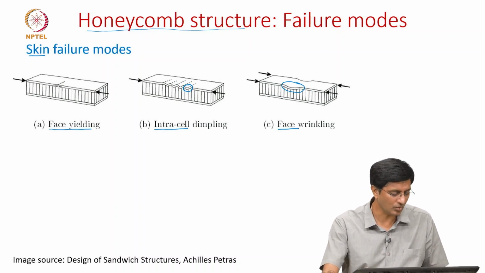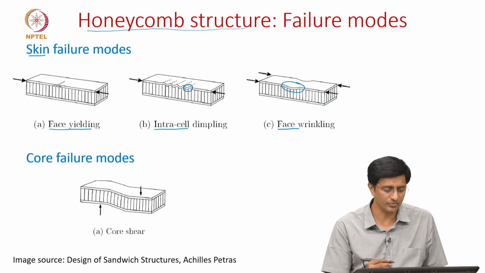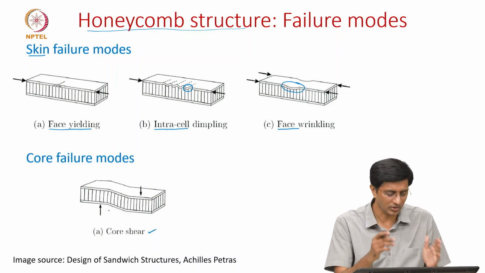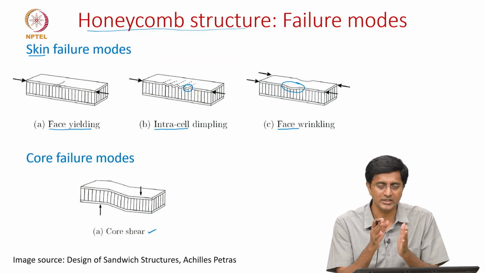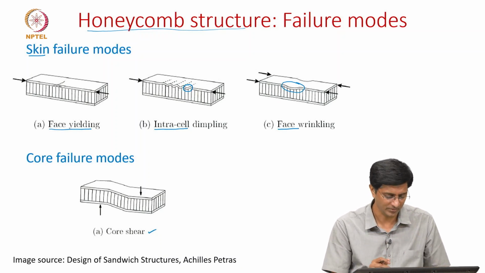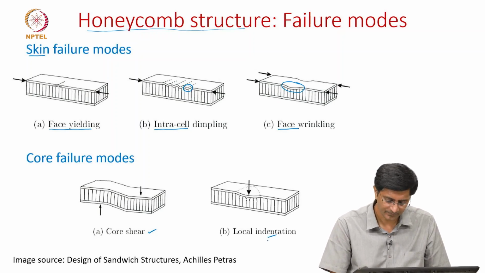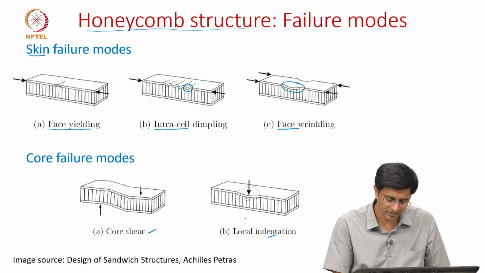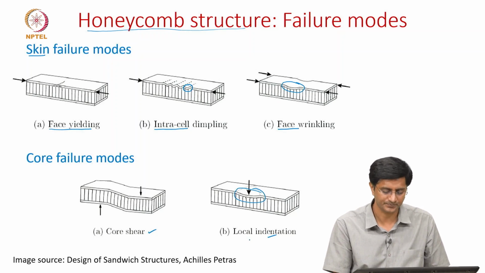Now moving into core failures. The first, or the majority, of the failures are because of core shear. Because let's say there is an offset in the loads, because of the high thickness of the core, it is easy for the core to shear and fail. But there is another failure mode, which is indentation, which is very close to face wrinkling, what we have seen for the skin failures. But here again we see a group of cells will take the indentation.